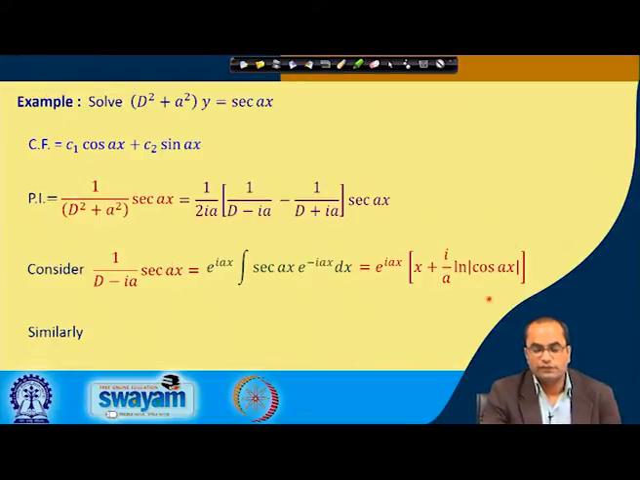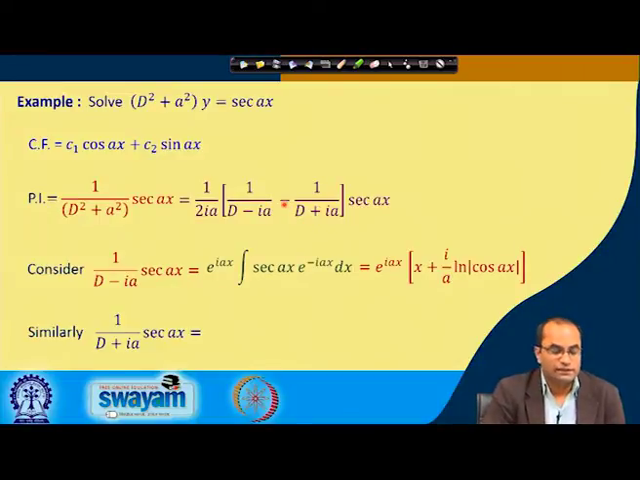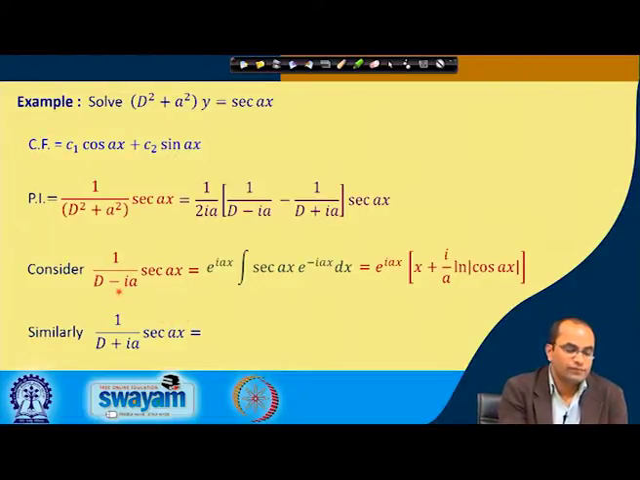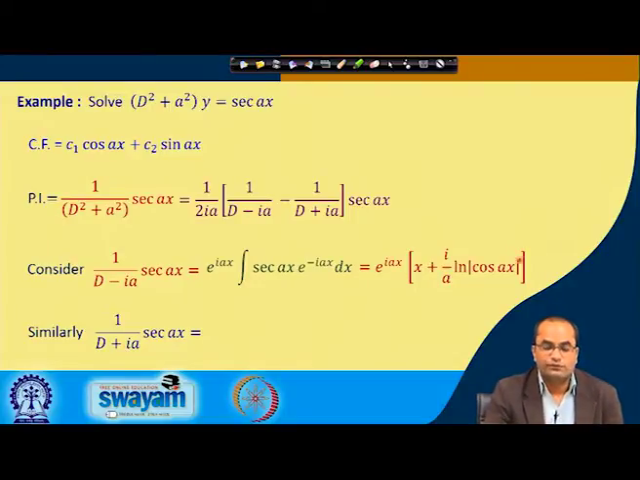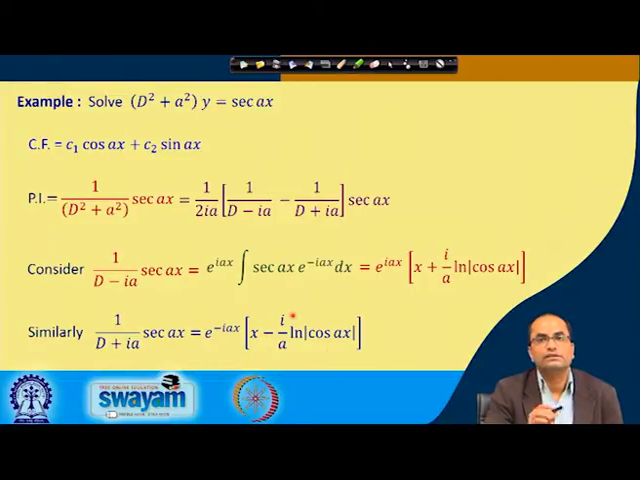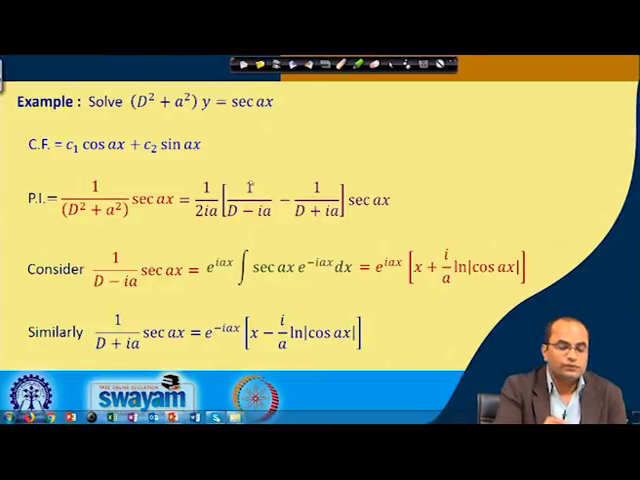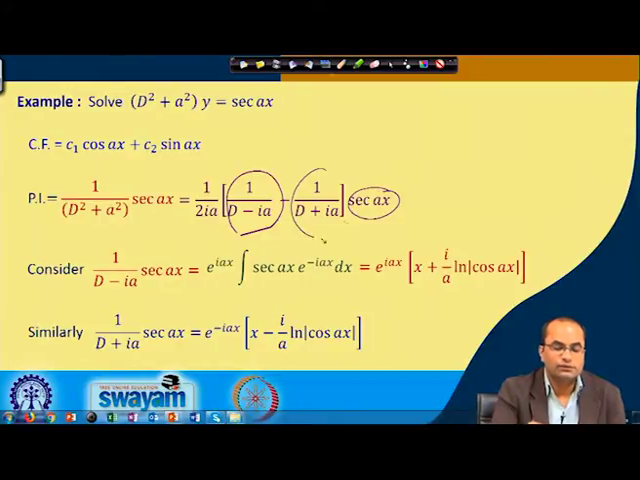Similarly, once we have computed 1 over d minus ia on sec ax, which is coming to be this one here, what can we do? We can also compute 1 over d plus ia on sec ax. What is the difference in the two? The i is replaced by minus i, nothing else. So, we will do the same here. This i will be replaced by minus i, and here also this minus i. Only this change will come, the rest everything will be the same. So, we have evaluated 1 over d minus ia operated on sec ax, and also 1 over d plus ia operated on sec ax.